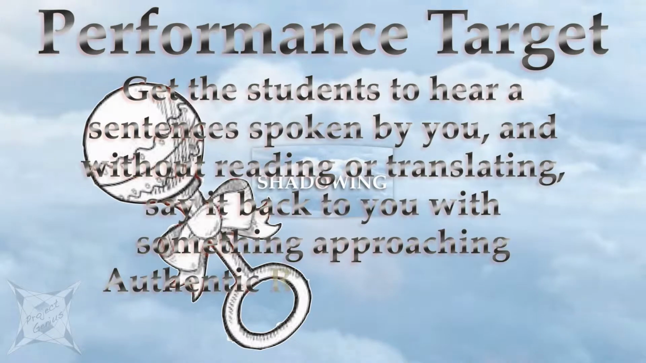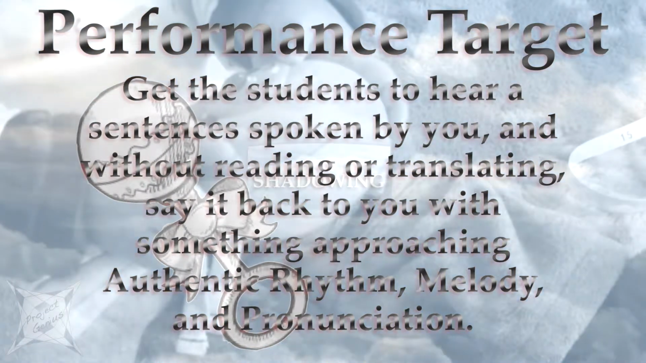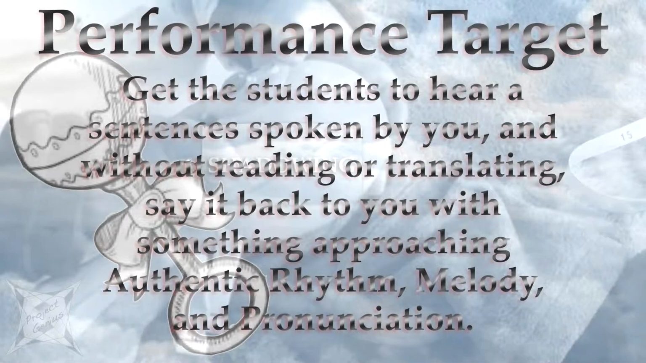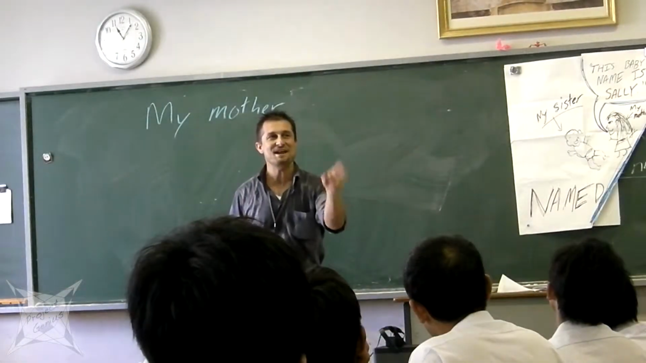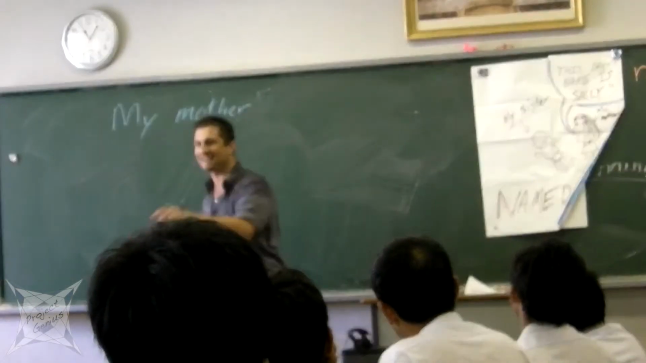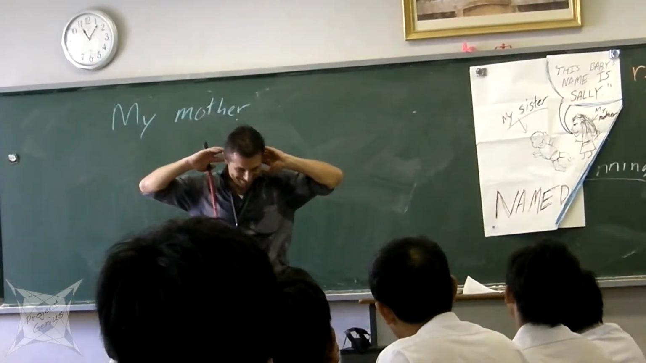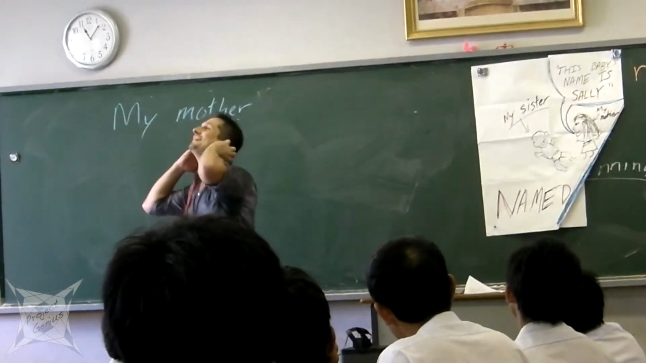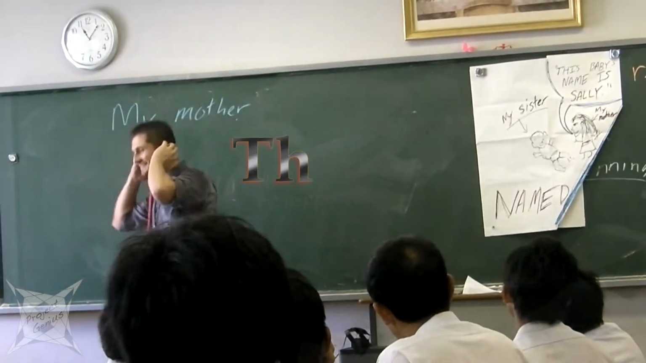The performance target for shadowing is very simple. Get the students to hear a sentence spoken by you and, without reading or translating, say it back to you with something approaching authentic rhythm, melody, and pronunciation. Is that the only thing you want them to be able to do? No. But if a student can't at least mimic the structures you are teaching, then there isn't likely to be much else that he or she can do with those structures. To get there, think incrementally.